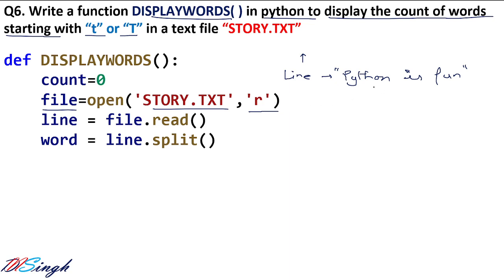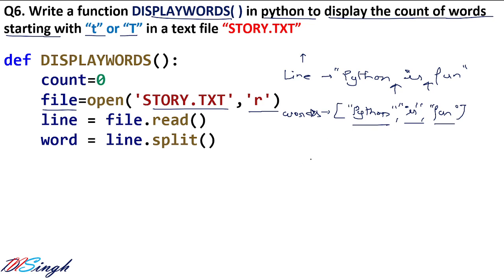Next we are going to split. It will split by default based on the space and make a list of it, and the list will be stored inside words. So what will words have? Words will have Python, is, and then fun. So this will have the words. Now you have a list of words. Your job is to find the individual words out of it.